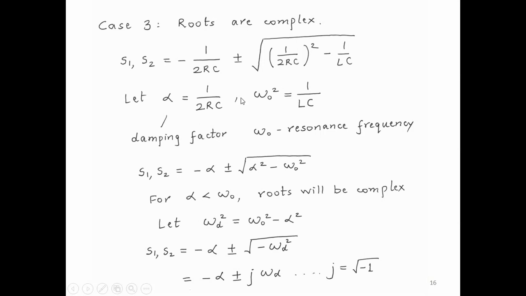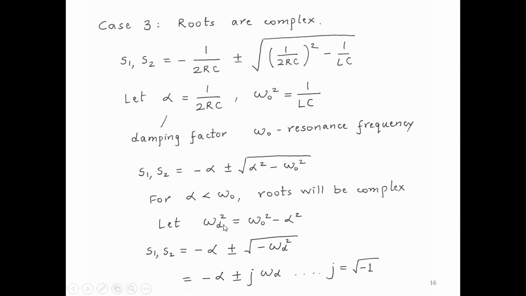Now let's define a couple of terms. Let's say alpha is 1 by 2RC, and let us say omega naught squared is 1 by LC. Alpha is called the damping factor and omega naught is called the resonance frequency. So again, you can convince yourself that 1 by LC has the dimensions of frequency squared. Alright, that's why the square is there. And therefore, one can write s1, s2 as minus alpha plus minus square root of alpha squared minus omega naught squared. And the roots will be complex when alpha is less than omega naught.